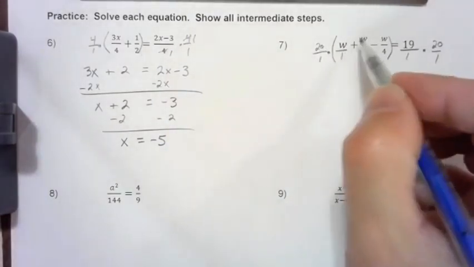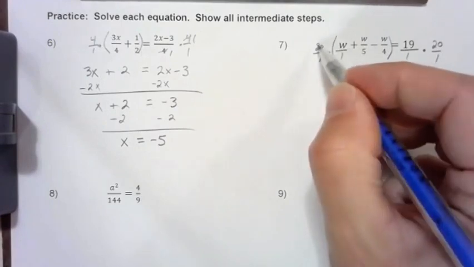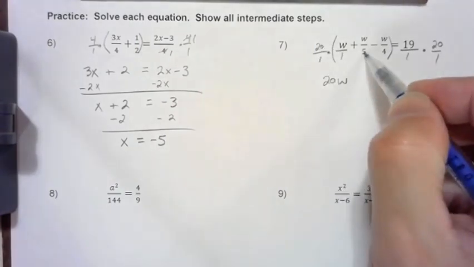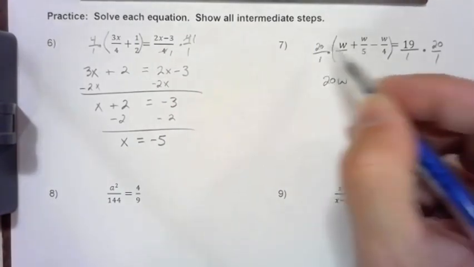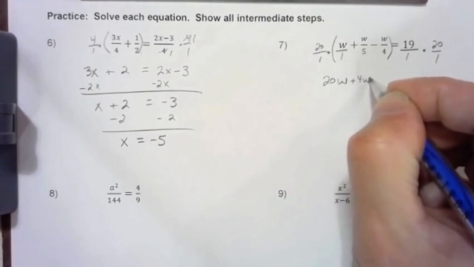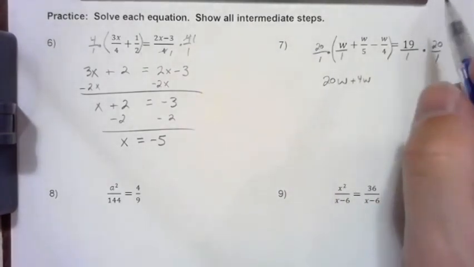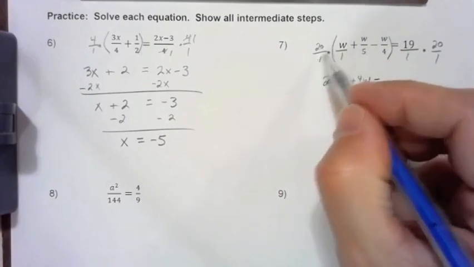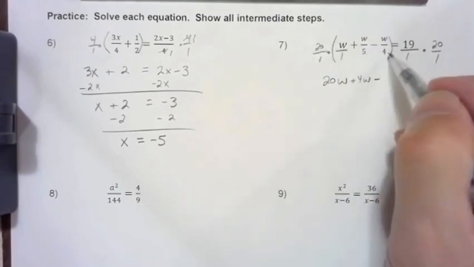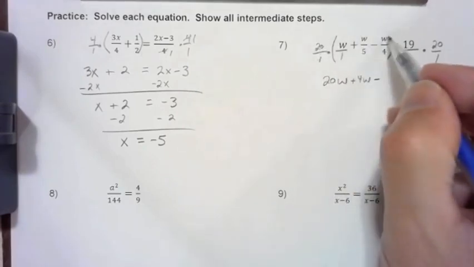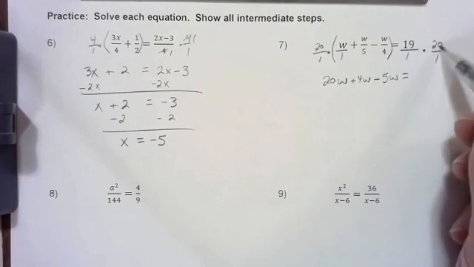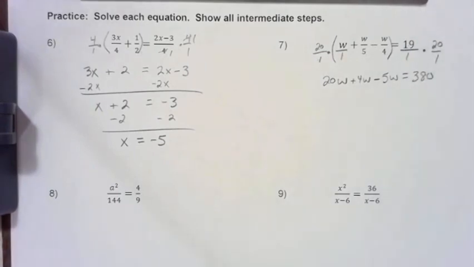When I distribute 20 to each term, 20 over 1 times w over 1 is just 20w. 20 over 1 times w over 5, 5 would go into itself once and into 20 4 times. So this would be 4 times w, plus 4w. All right, and then minus 20 over 1 times w over 4. This 4 would go into 20 5 times. So that 4 would be a 1, that would be a 5. 5 times w, so minus 5w equals 19 times 20, which is 380.